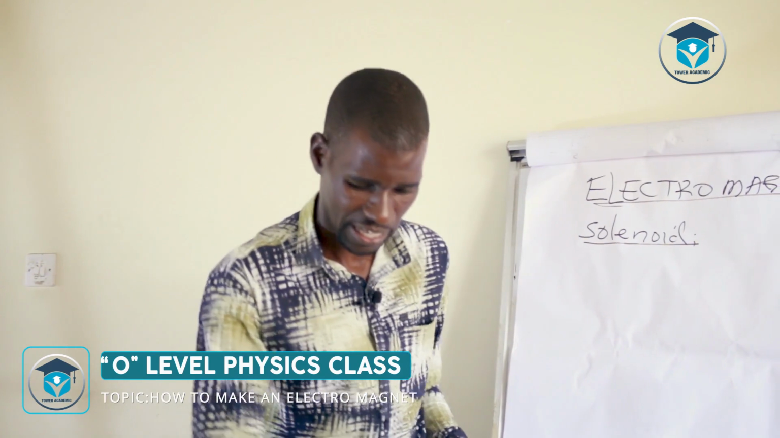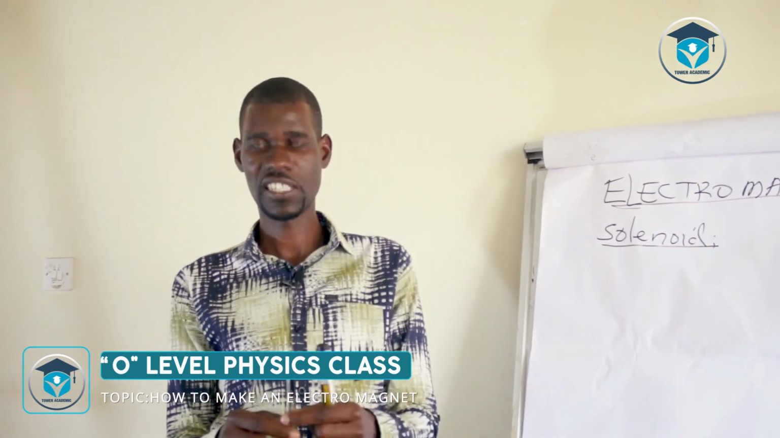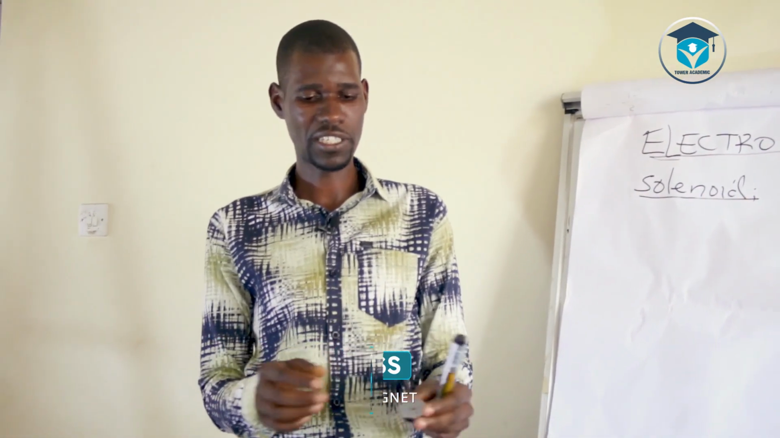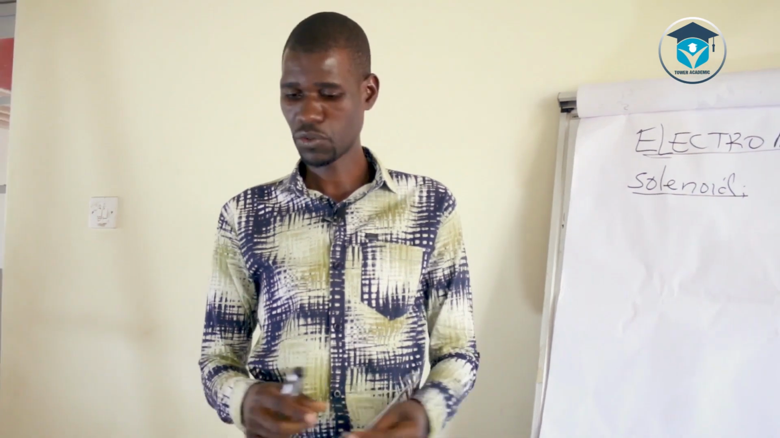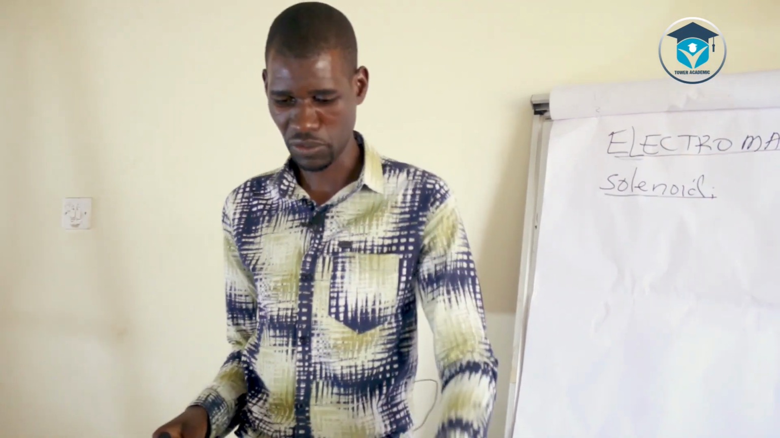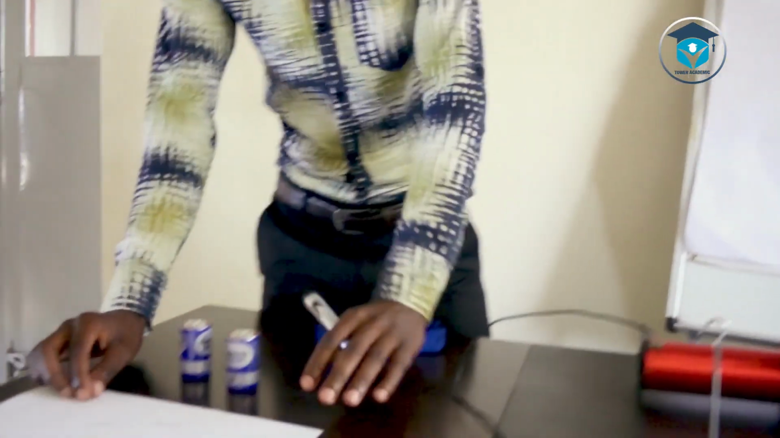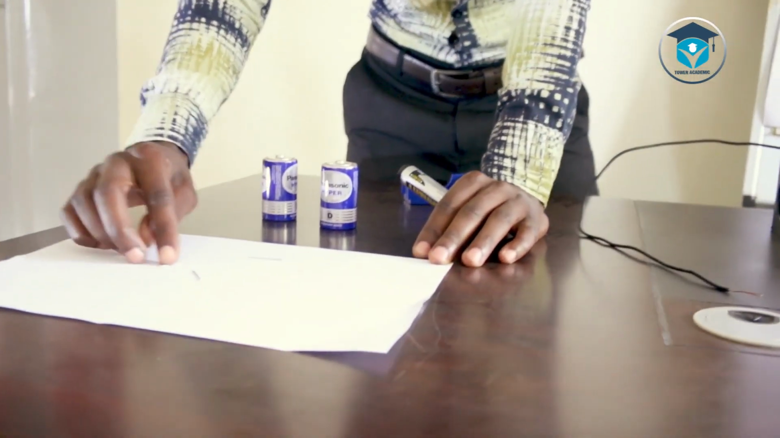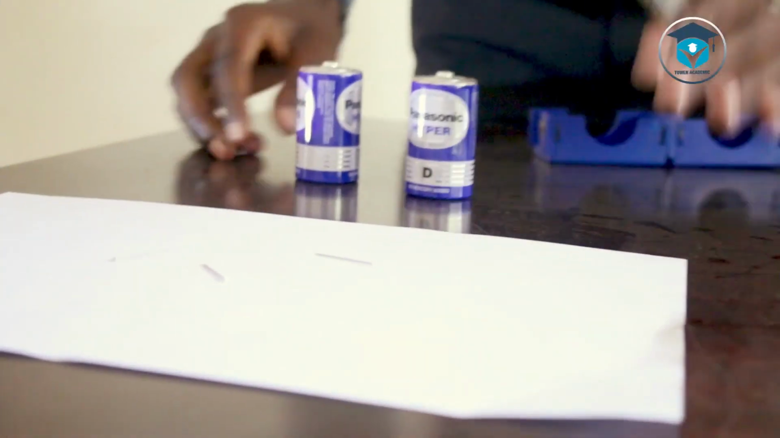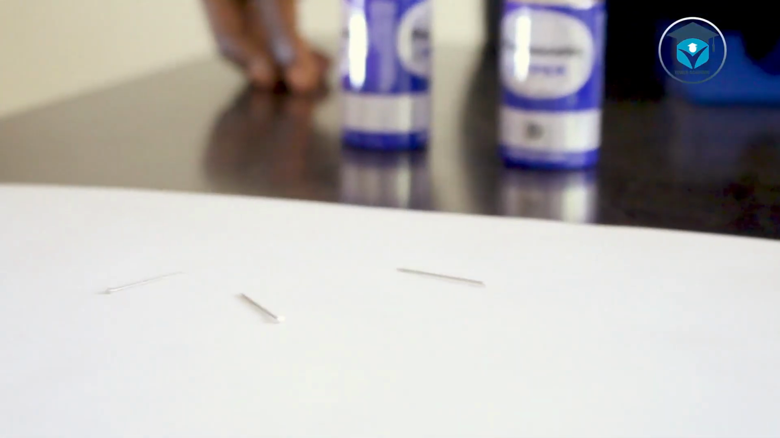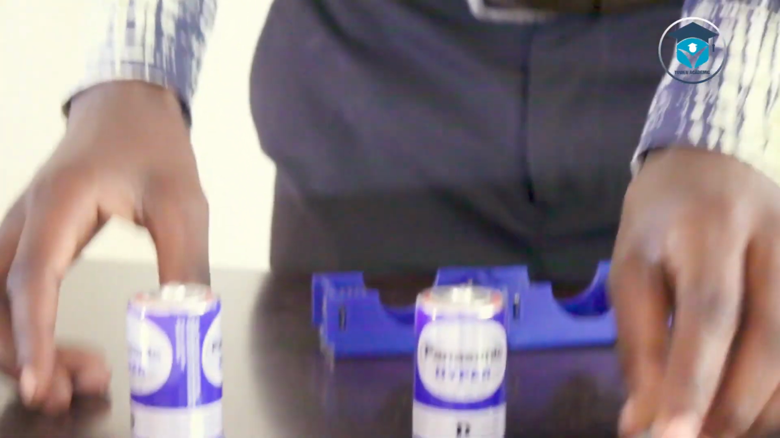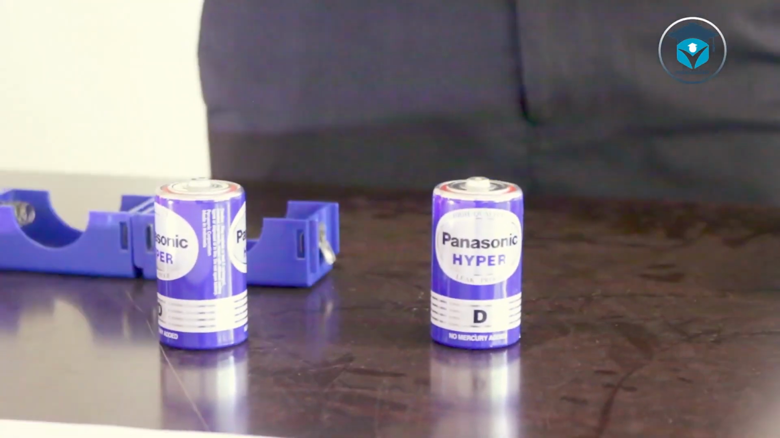Then I have this, I'm going to call it a magnetic material, which I'm going to magnetize, or which is going to form our magnet. Then on my right, I have pins. They are also magnetic in nature. Then the source of current, I'm going to use these electric cells. I'm going to use two cells.